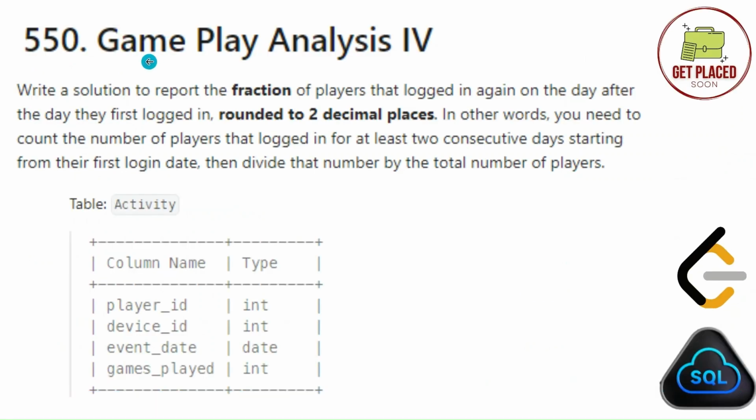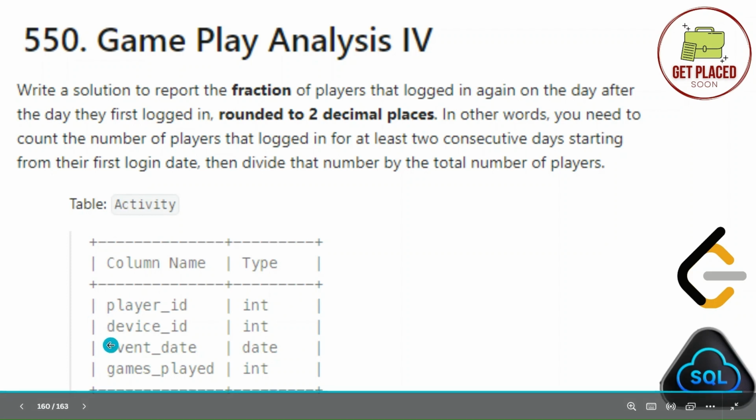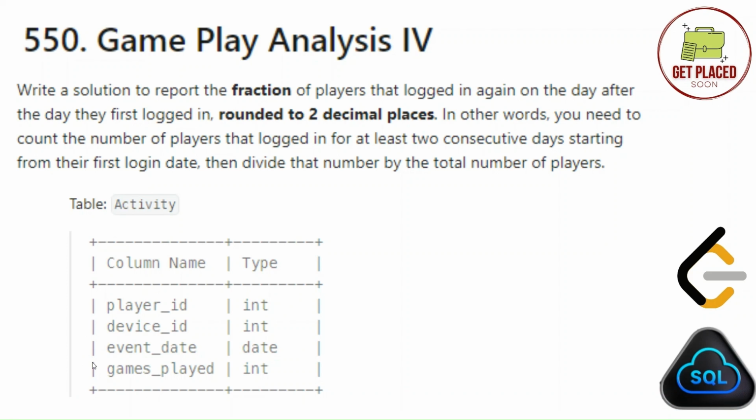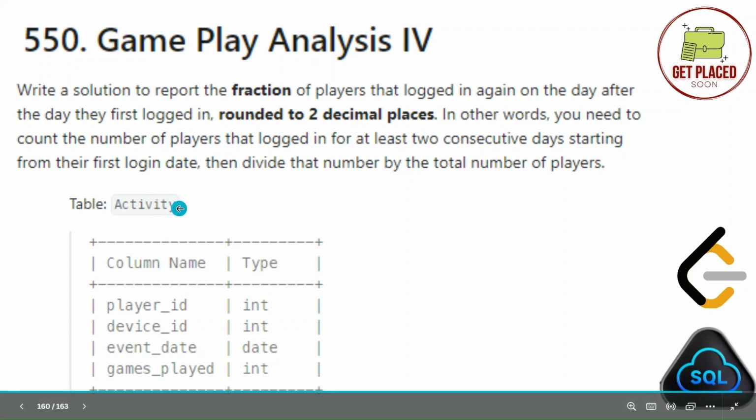In this question, Gameplay Analysis 4, we have only one table, that is the activity table. Here you have columns like player ID, device ID, which means the player is playing that activity on which device, on which date, and how many games are played, whatever it may be. So these are the details present in this activity table.